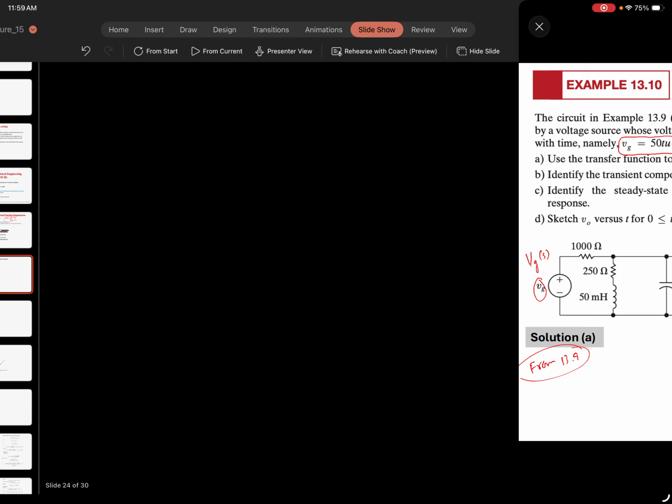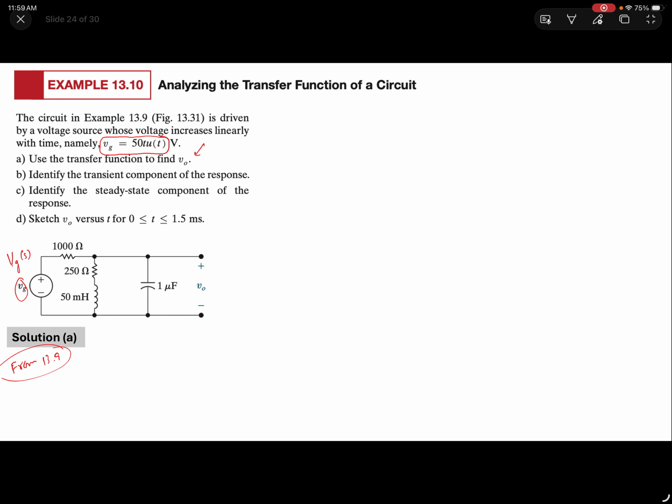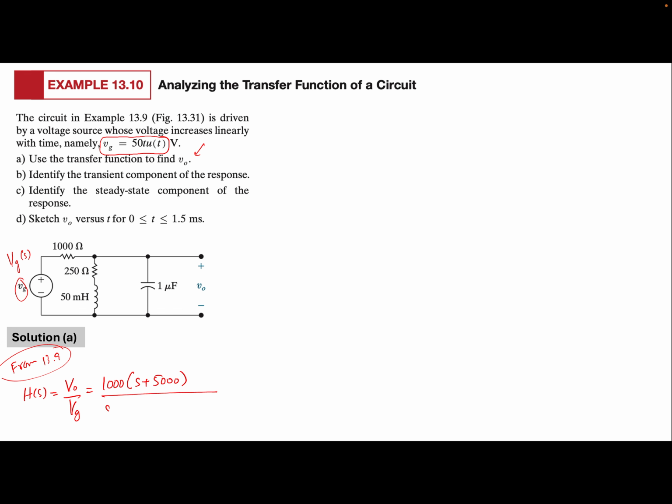Okay. So our H of s was equal to capital V naught over capital VG, equals 1000 times s plus 5000 over s squared plus 6000 s plus 25 times 10 to the 6. Okay, nice. So this is good.